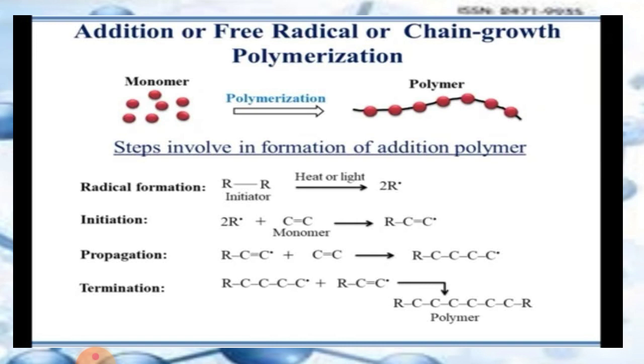Here two radicals will merge together. Here one radical has been there and another radical. The two radicals will merge together, and then both will stabilize each other by forming a bond with each other, and then it gets converted into polymer.